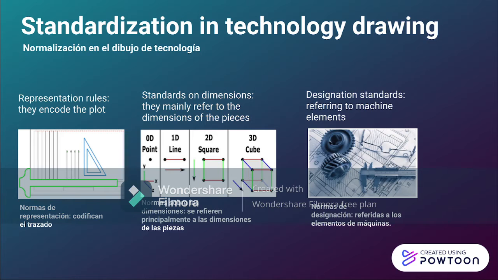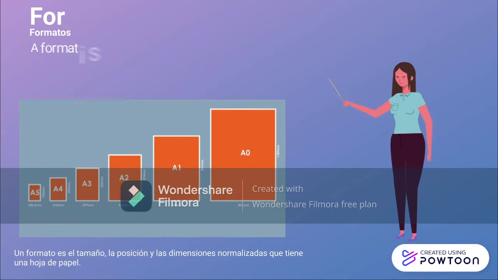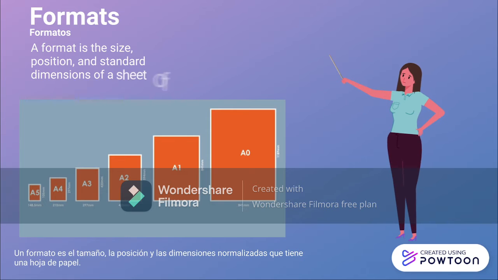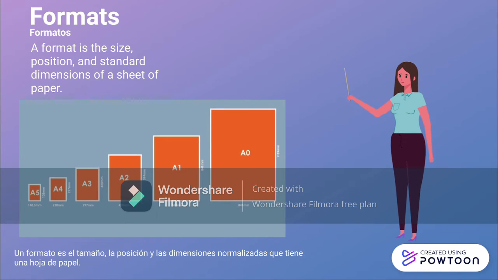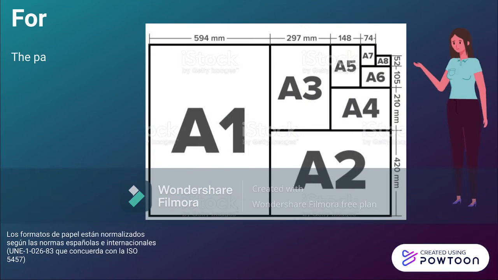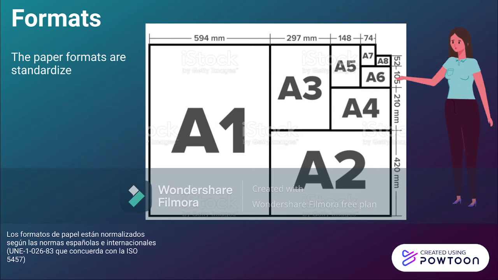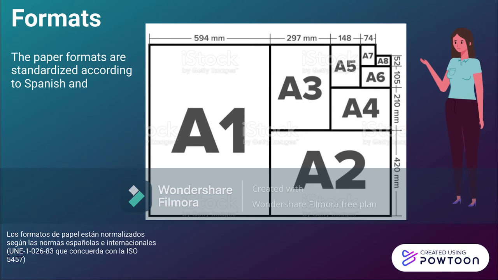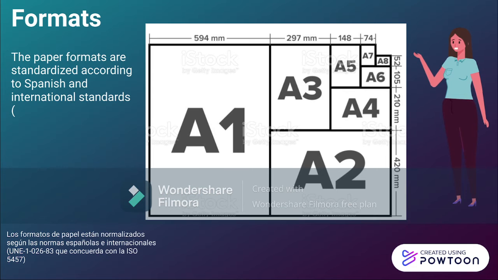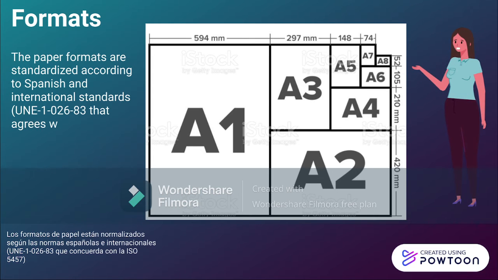It is divided into three categories. Representation rules. They encode the drawing. Format. A format is the size, position, and standard dimension of a sheet of paper. The paper formats are standardized according to Spanish and international standards.